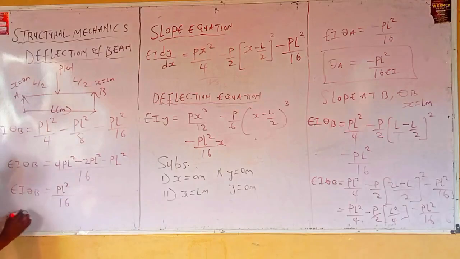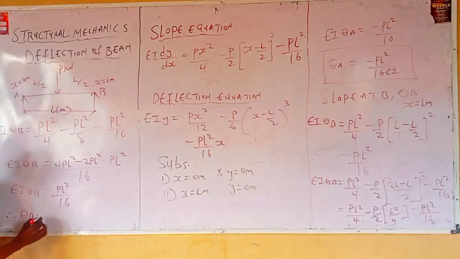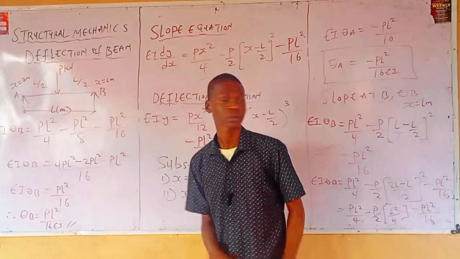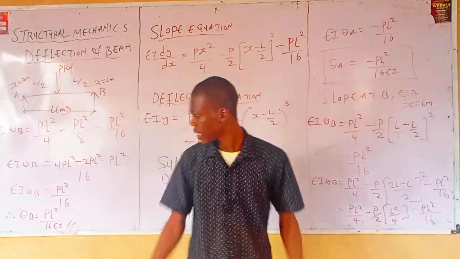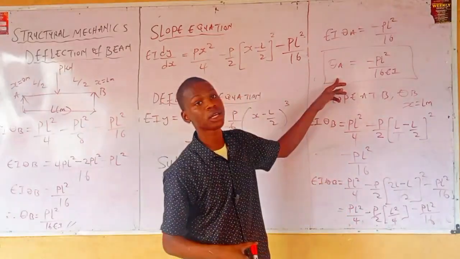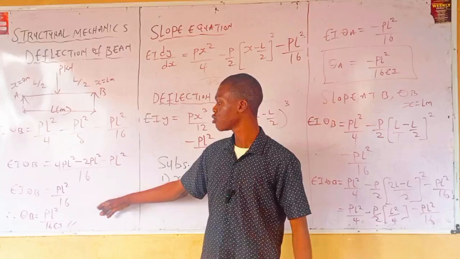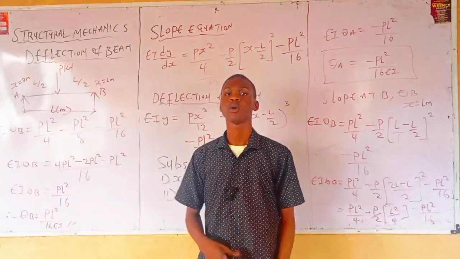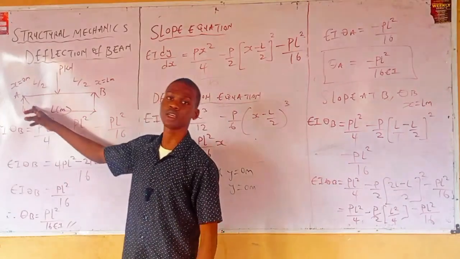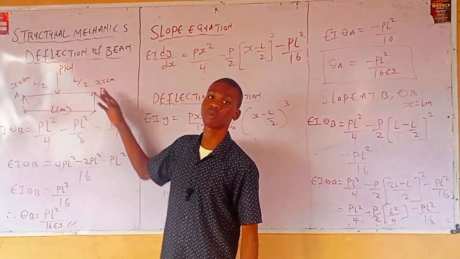Therefore, theta B, divide both sides by EI. That is, theta B is equal to PL square over 16 EI. And that's it. You are done with the slope at B. You observe that slope at A and slope at B are the same. The difference is that the slope at A is negative, while the slope at B is positive. What this means is that in this beam, the orientation of slope at A will be different from the orientation of slope at B.